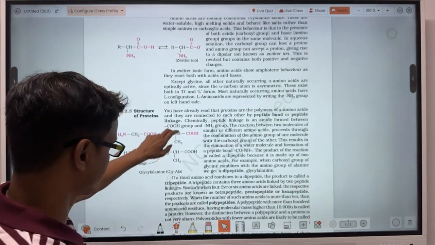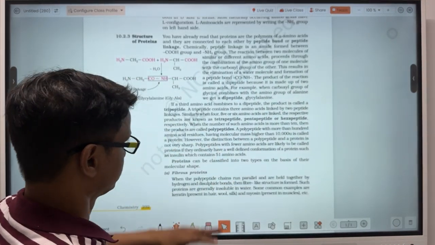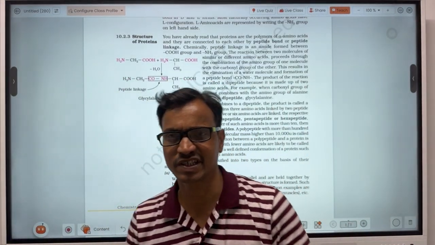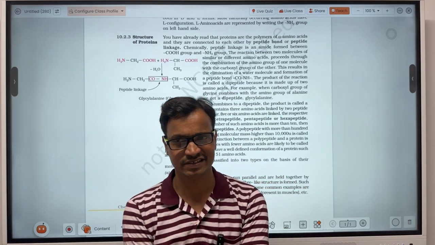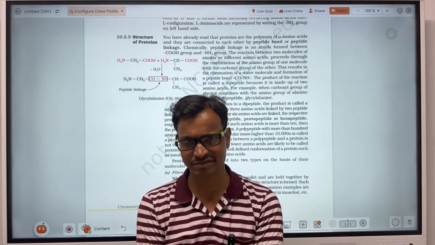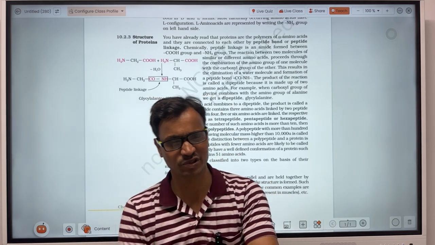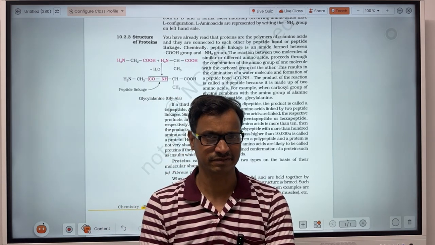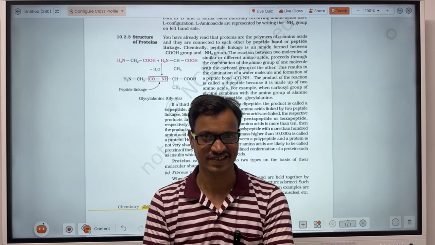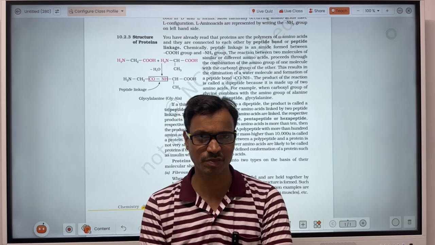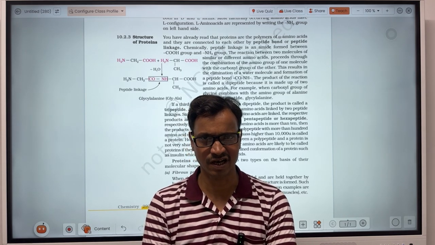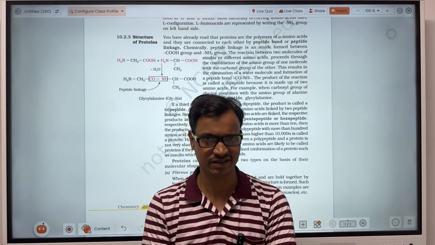Then after this, dipeptide, polypeptide. But it's not necessary that if the number of amino acids is greater, then only that will be called protein. Usually that happens when the number of amino acids in the polypeptide chain is more than 100, then it is called protein. But not necessary. There are a number of proteins in which the number of amino acids is less than 100.